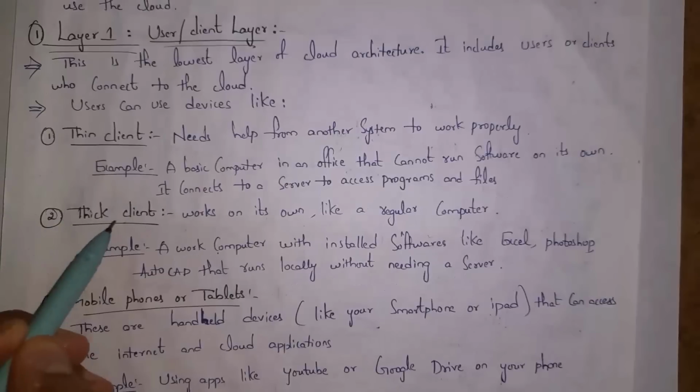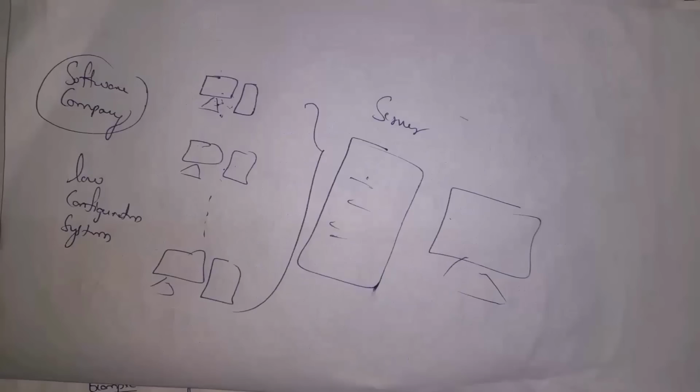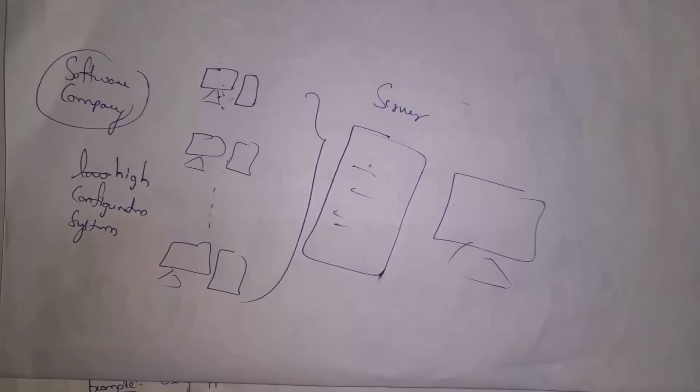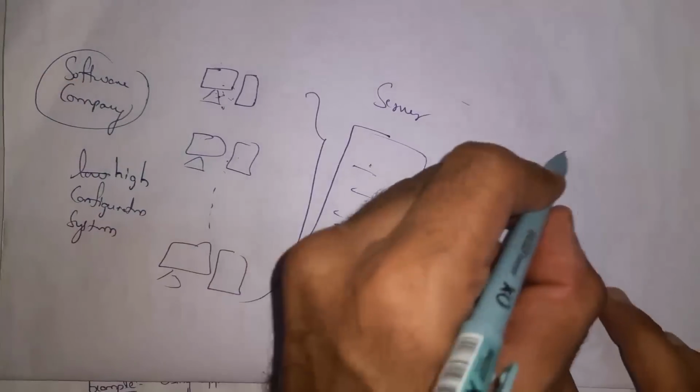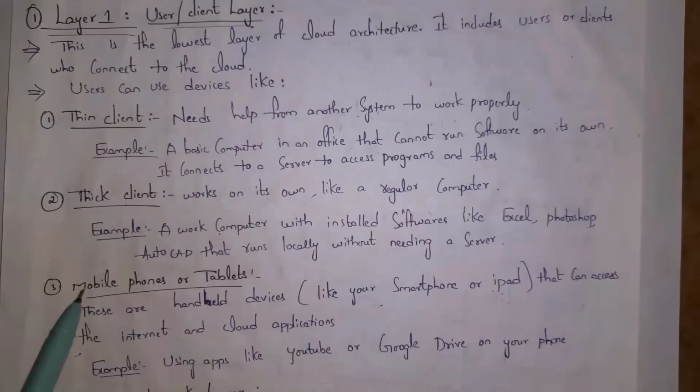Second one is thick clients. Thick clients work on its own like a regular computer. I'll give an example. For example, there is software company. In this software company, all computers are high configuration computers. All computers can work on their own without depending on server. So we call these computers as thick clients. Third one is mobile phones or tablets. Guys, even by using handheld devices like smartphones or iPads, we can use cloud. For example, if you consider YouTube or Google Drive, these are cloud applications. We can use them in mobile or tablets.